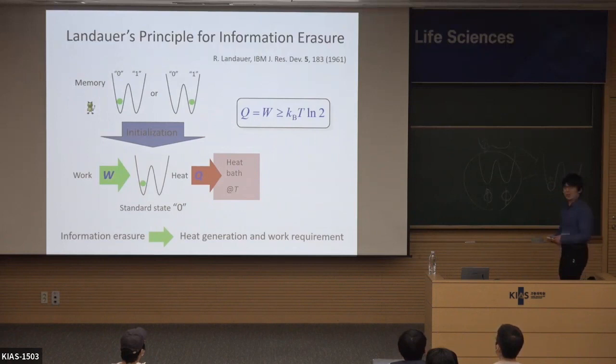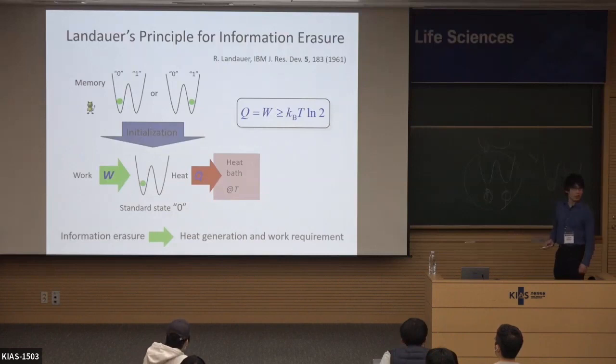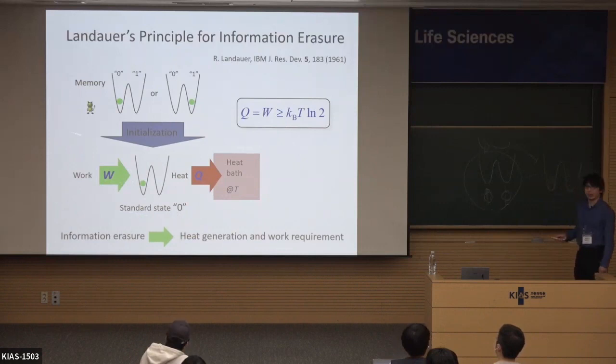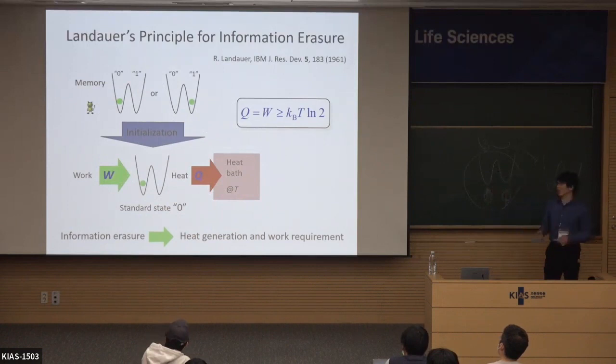Then, if we want to use this memory again for another measurement, we need to reset this information. And the memory should be initialized to a standard state like this left state. We call it zero. But for this information erasure process, the entropy of the memory is decreased by log 2, because we have two options in the initial state. But after the erasure, we always have a state zero in the left side.